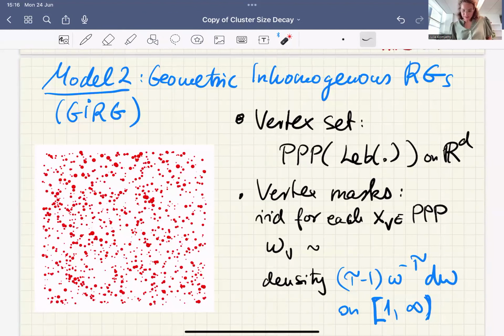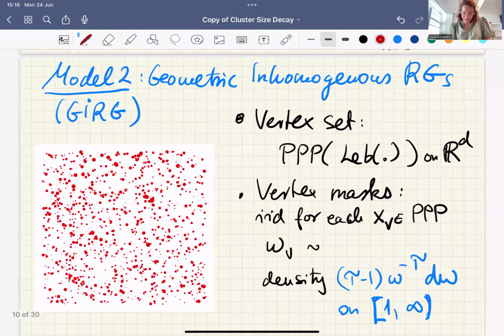Then for each vertex, I sample a mark. This mark is a hidden variable. I think about it as a mark representing the future degree, or the future expected degree, of the vertex. And this mark of v, I sample IID with the density of a Pareto distribution. So W is the mark, raised to the power minus tau, with a normalization constant tau minus one. It's not that relevant. Every mark is strictly positive, and without loss of generality I can start it at one.